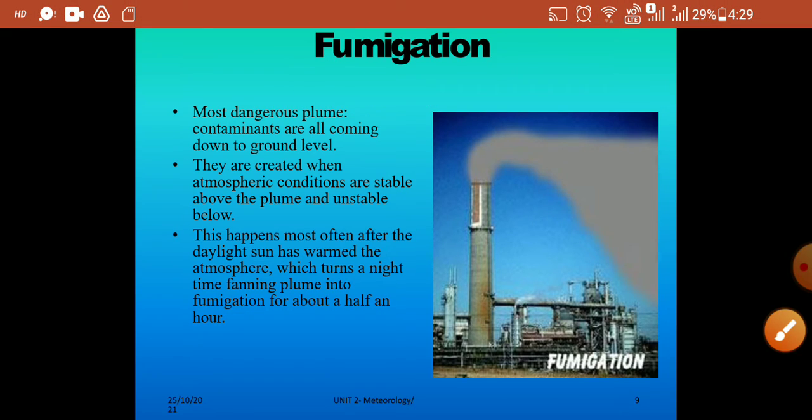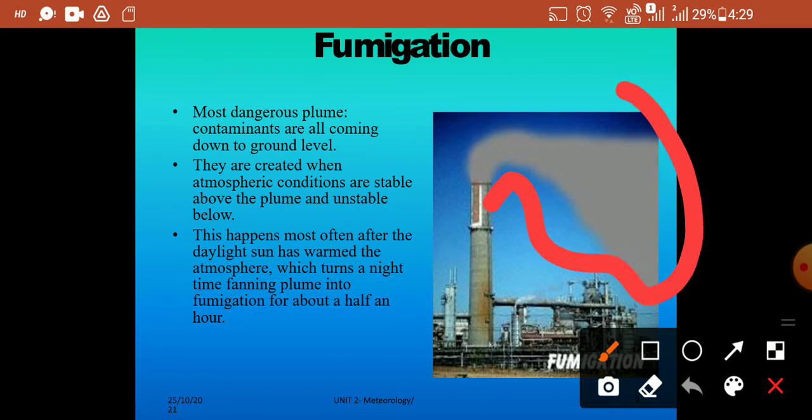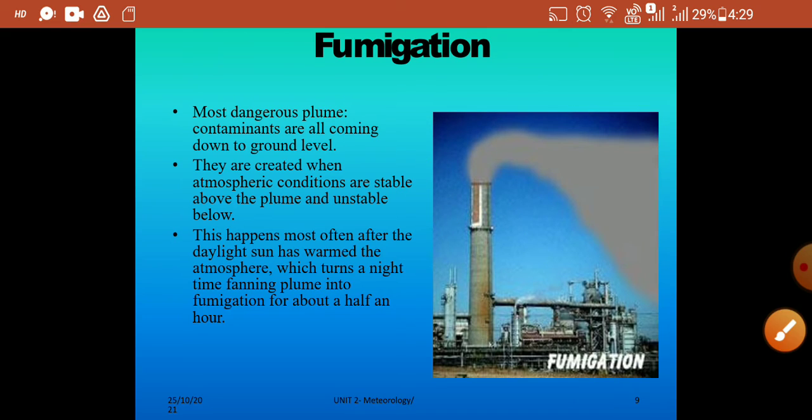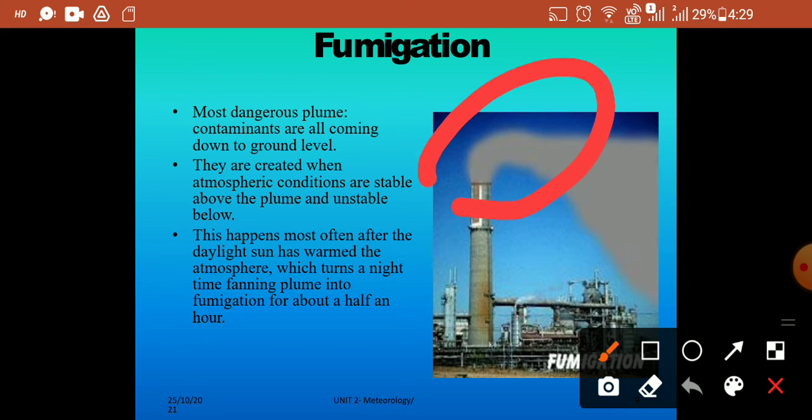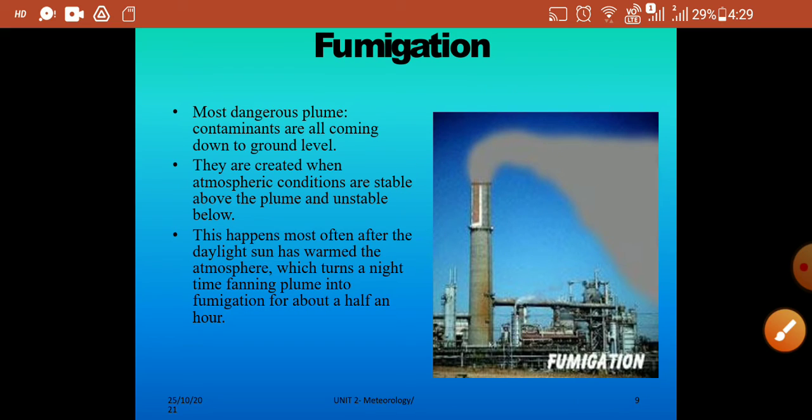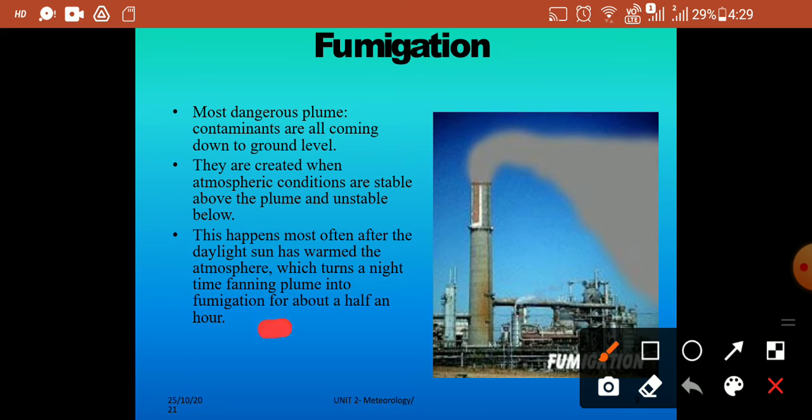Next one is the fumigation effect. So what is fumigation? That is the most dangerous case. Here the disturbance is so high. They are created when atmospheric conditions are stable above the plume and unstable below. This happens most often after the daylight sun has warmed the atmosphere, which turns a nighttime fanning plume into fumigation for about half an hour.